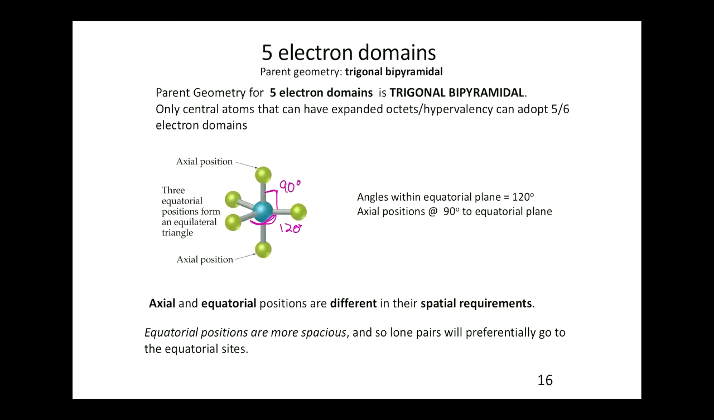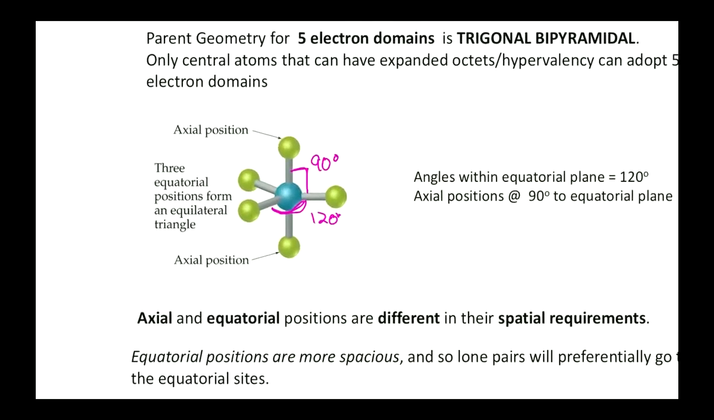When we put lone pairs on these shapes, remember, lone pairs will always go where they have the most space to spread out, because lone pairs are big and fluffy. So lone pairs will preferentially take the equatorial position because there's more room there. Just pretend you were a lone pair in the axial position: there would be 3 other bonds that are 90 degrees away from you.